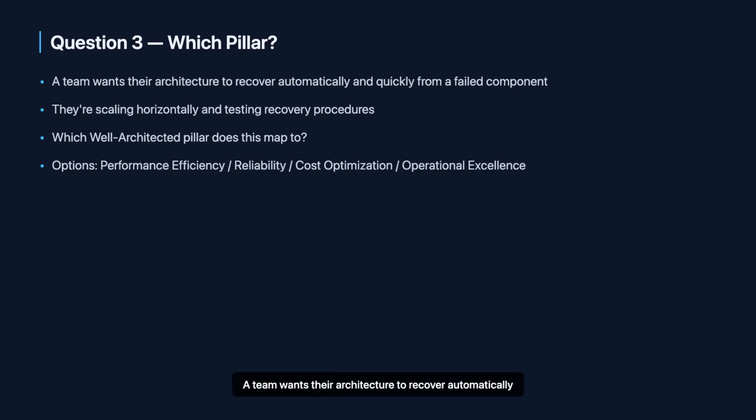Question 3. A team wants their architecture to recover automatically and quickly when a component fails. They're scaling horizontally and regularly testing their recovery procedures. Which well-architected pillar does this map to? Performance efficiency, reliability, cost optimization, or operational excellence? Watch the verbs in the stem: recover, scale horizontally, test recovery.